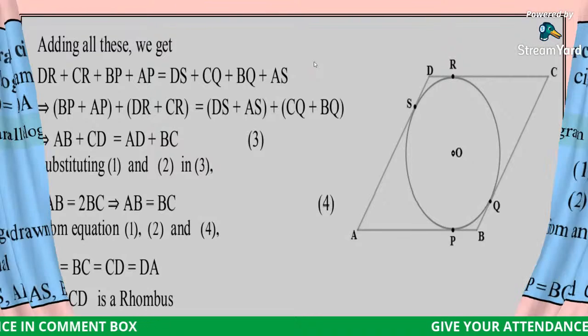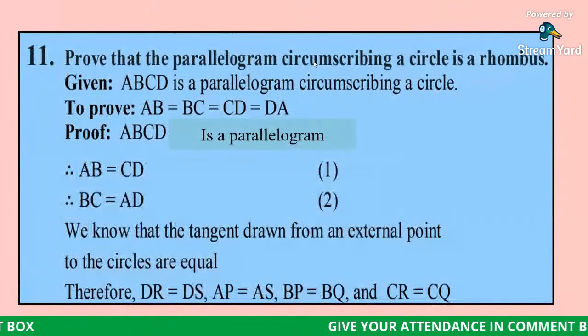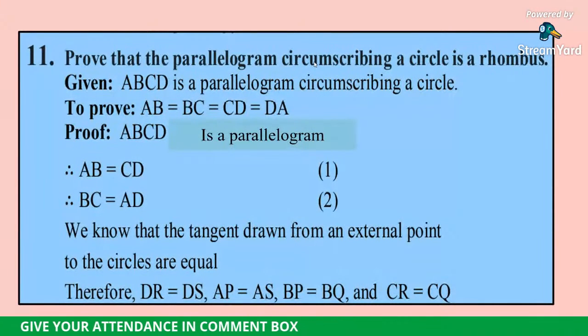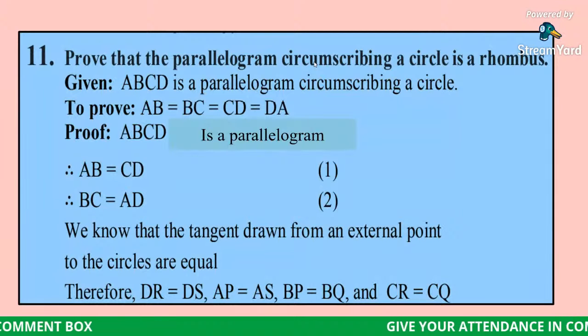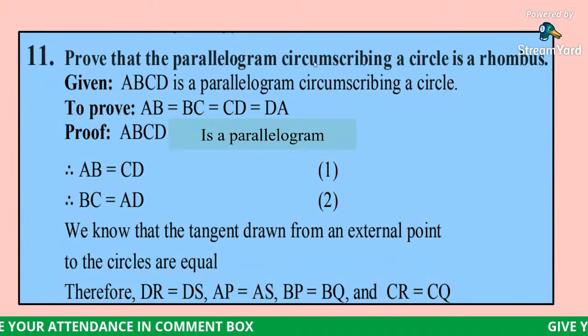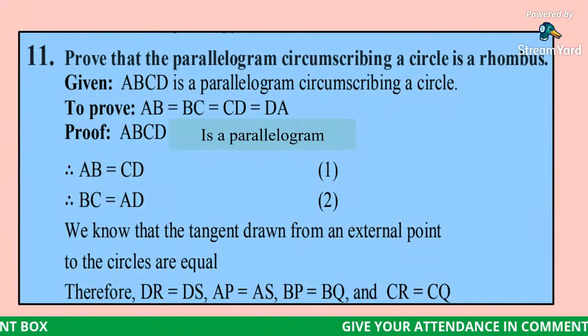Let's see how to prove this one. Prove that a parallelogram circumscribing a circle is a rhombus. Given ABCD is a parallelogram circumscribing a circle. What we have to prove, I have already written, that AB is equal to BC is equal to CD is equal to DA. Proof: ABCD is a parallelogram. Based on that condition only, if ABCD is a parallelogram, its opposite sides are going to be equal.